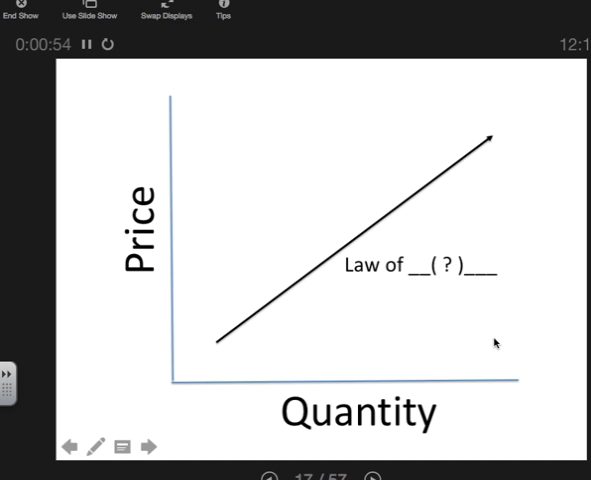And this one? So this is the second law. So chapter 4 we talked about law of demand. Chapter 5 we talked about the law of supply. Price increases, quantity will increase. And we're correct with this one.